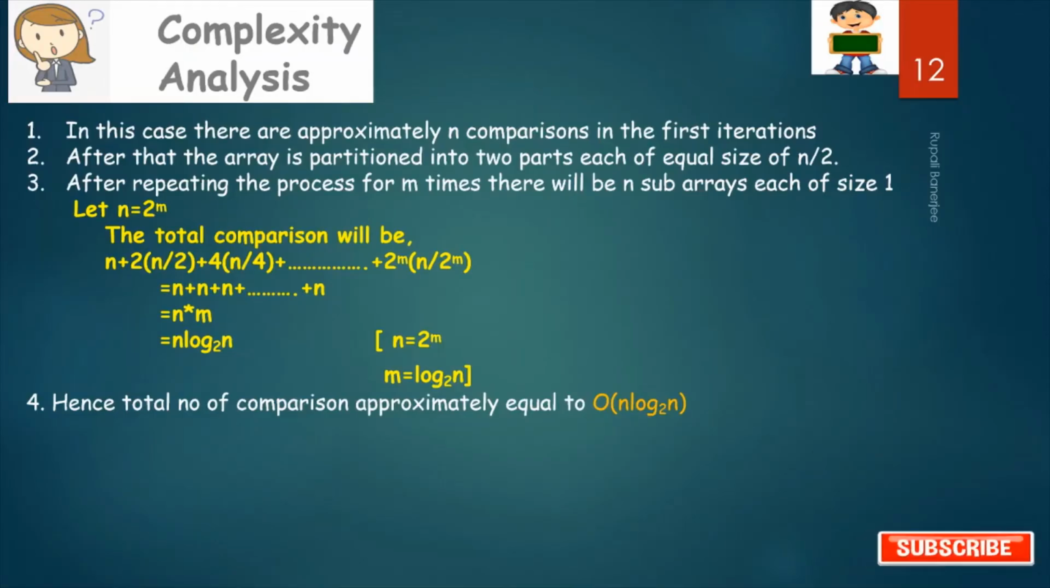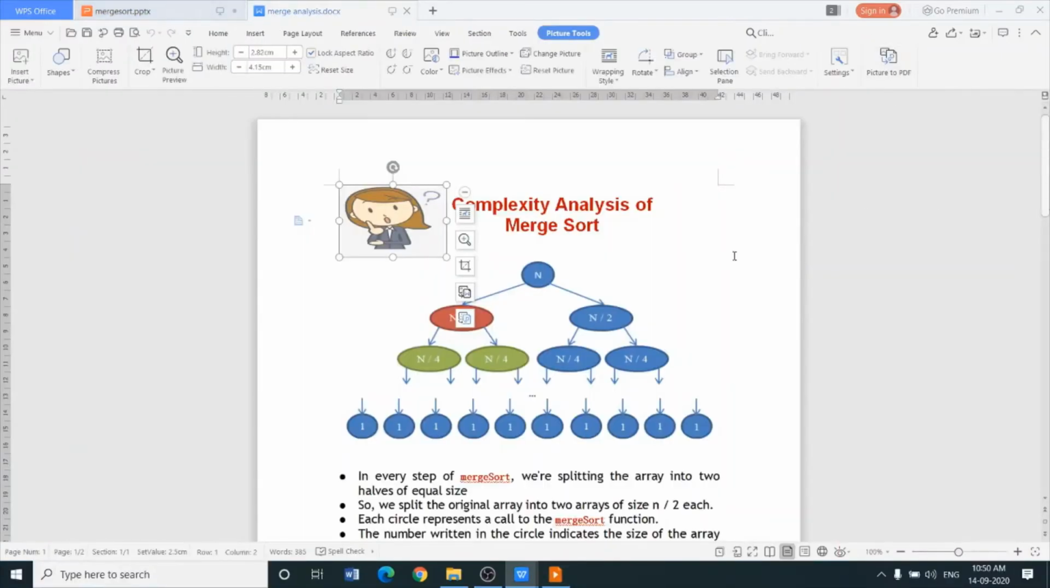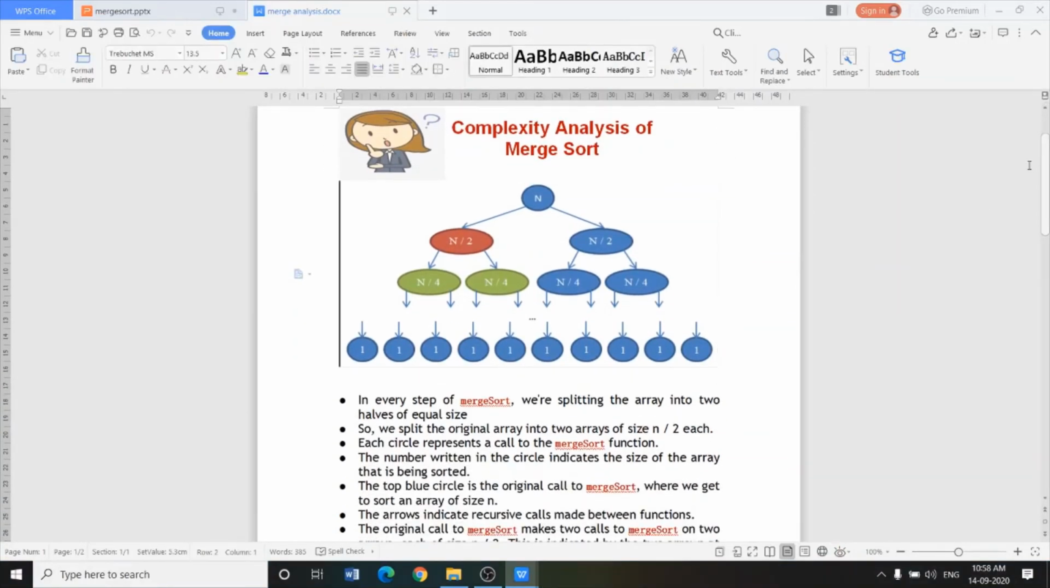Now we will learn complexity analysis for merge sort. See the explanation. So, analysis for merge sort. In every step of merge sort, we are splitting the array into two halves of equal size. So, we split the original array into two arrays of size n by 2 each. Each circle represents a call to the merge sort function. The number written in the circle indicates the size of the array that is being sorted.